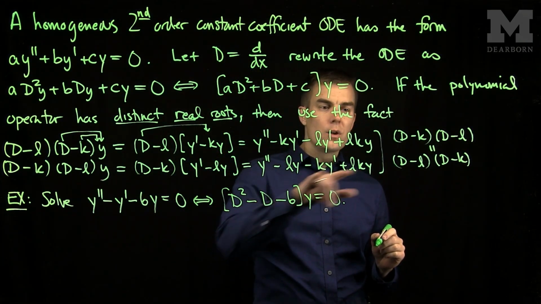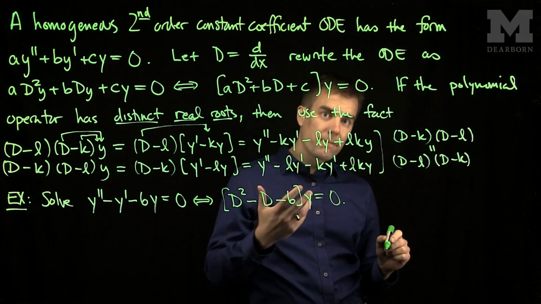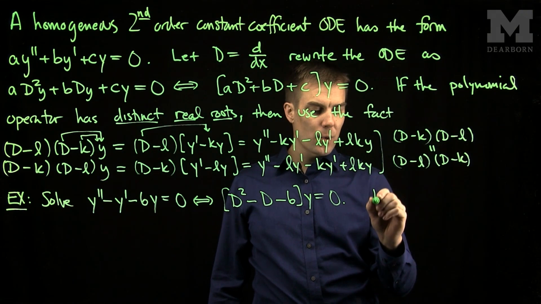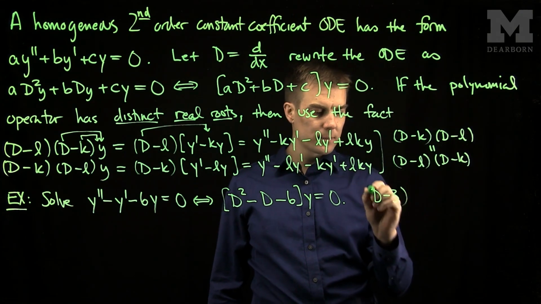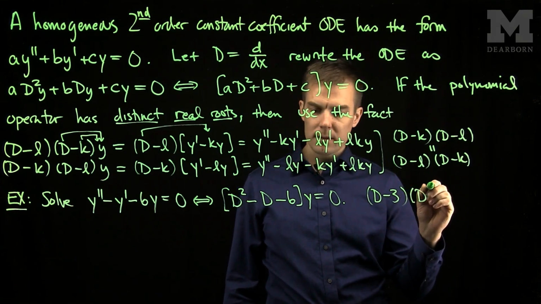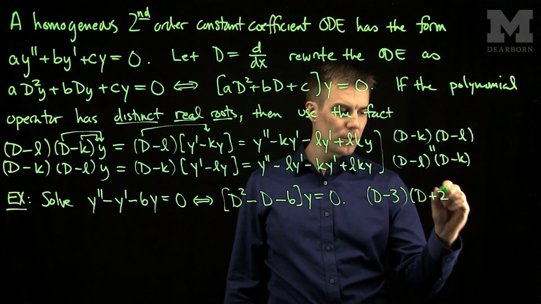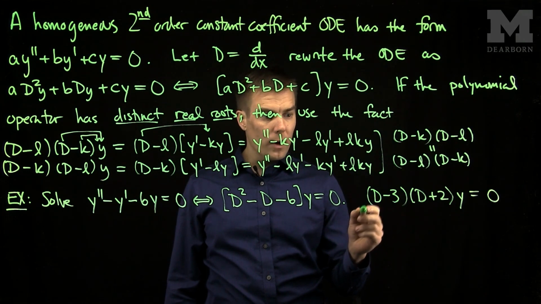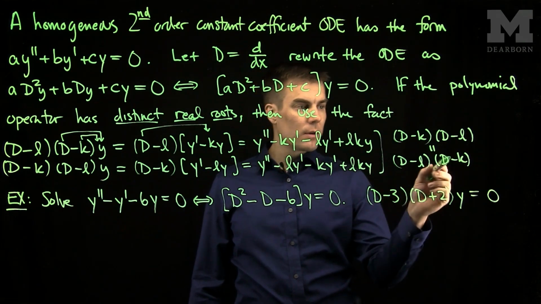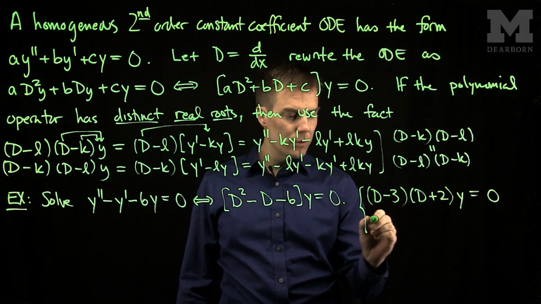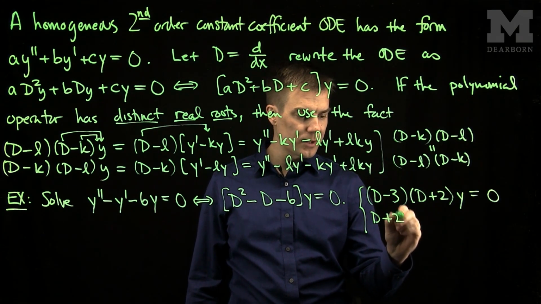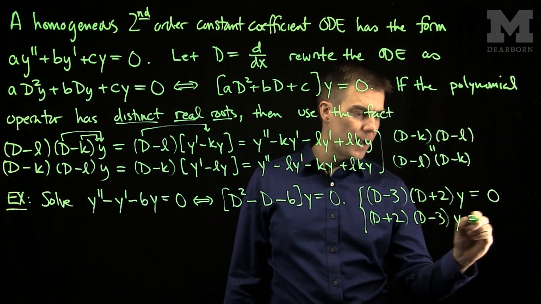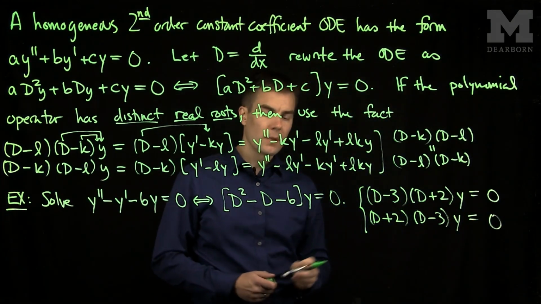Now, we know by the previous result that we can factor the differential operator on the left-hand side of the equation. And when we factor, we will have (D minus 3)(D plus 2) applied to y equals 0, or, since I can flip the order of linear factors when there are distinct real roots, I can write this as (D plus 2)(D minus 3) applied to y equals 0.